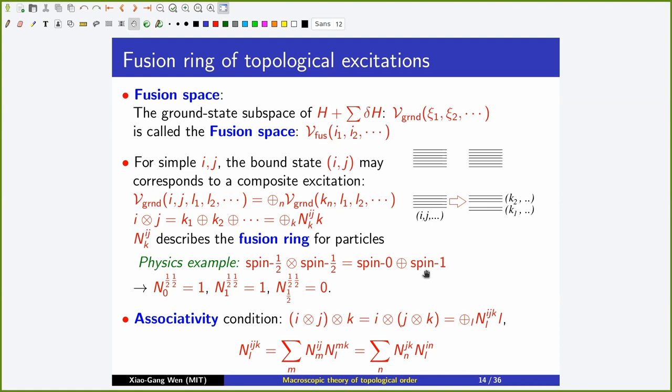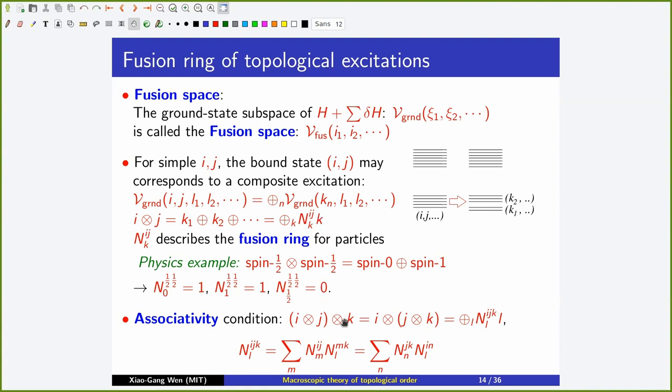Then we have this fusion rule. Spin one-half can go into spin zero and spin one-half can go into spin one. So this gives us a fusion matrix or fusion ring. We call this a ring because this kind of object can have a product operation and also a sum operation. The sum is a direct sum, a composite operation. The product is a fusion. And then we have N_ij^k describing the bound state structure.